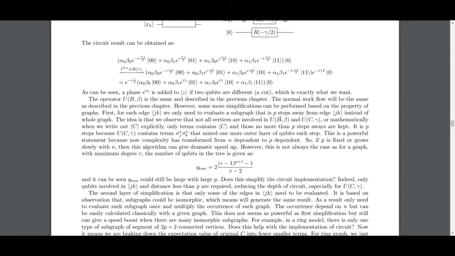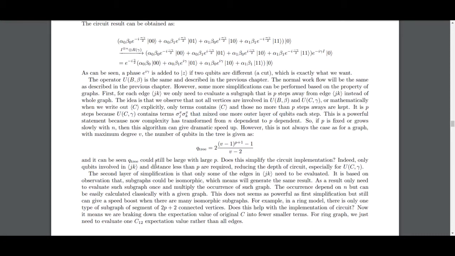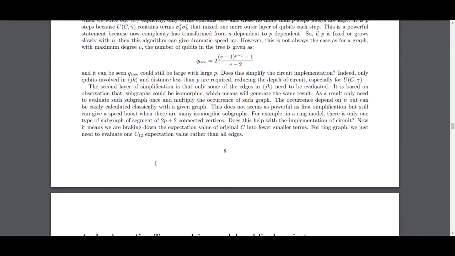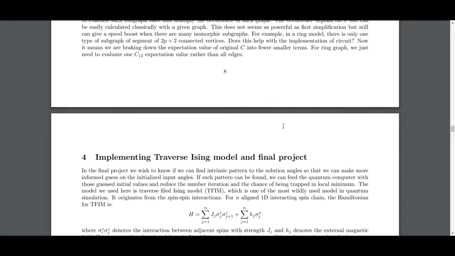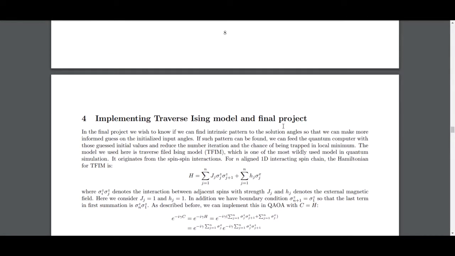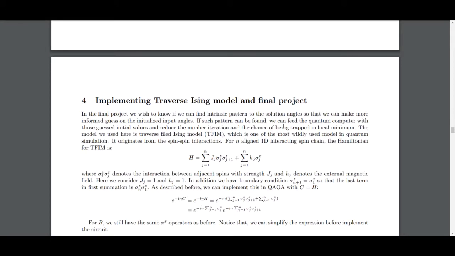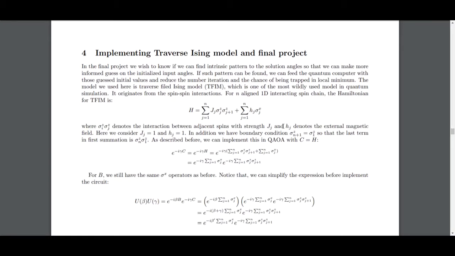However, some simulation can be performed based on the property of the graphs. First, for each edge, we only need to evaluate a subgraph that is p steps away. Blah blah blah. That's the simplifying. The second layer of simplification is that only some of the edges need to be evaluated. It is based on observations that subgraphs. In this final project, found interesting pattern to solution angles. Visualize input angles.